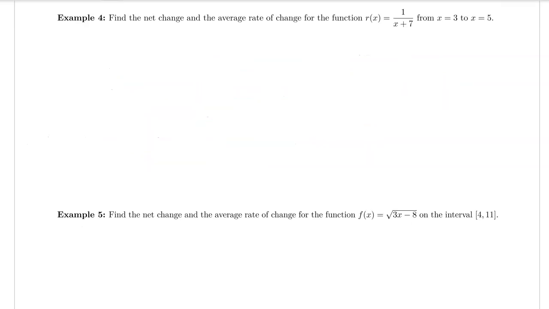Example 4 says find the net change and the average rate of change for the function r of x is equal to 1 over x plus 7 from x equals 3 to x equals 5. So we're doing the exact same thing that we did in the previous example. Let's calculate net change first.